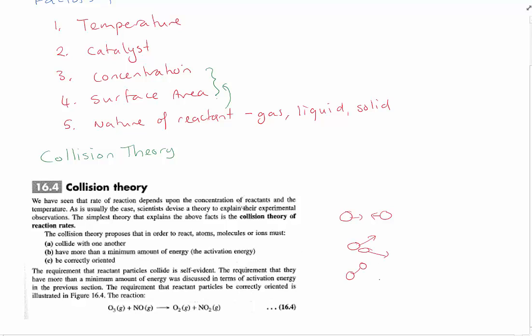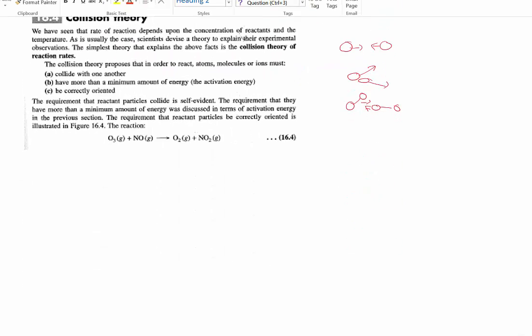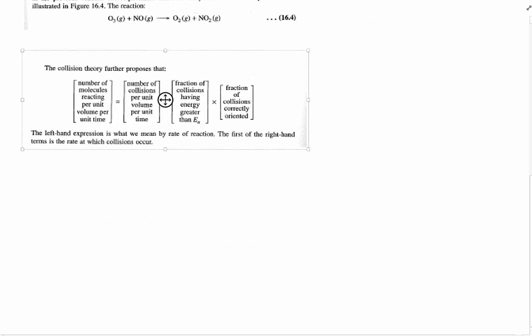We can even define an equation that shows how the number of molecules reacting per unit volume per unit time, which is your rate, is dependent on the number of collisions per unit volume per unit time, i.e. the rate of collisions, times the fraction of collisions having an energy greater than EA, which is your activation energy, times the fraction of collisions that are actually in the right orientation.